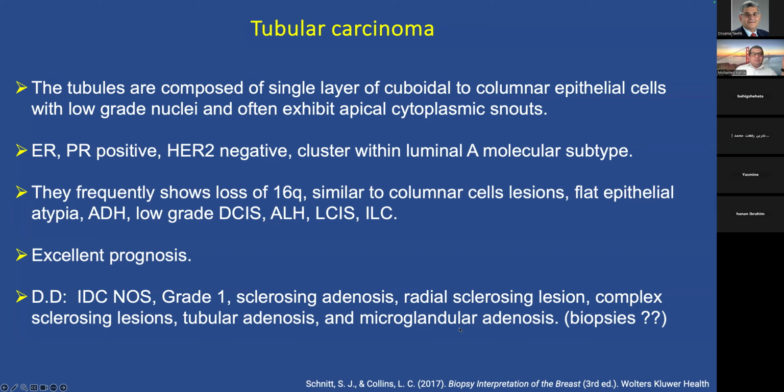The big differential, I think, is microglandular adenosis, because microglandular adenosis will look like that, and it doesn't have myoepithelial cells. But when you do your ER, PR, and HER2, microglandular adenosis will come back as triple negative. So that makes you think, nope, something is wrong. And most cases of microglandular adenosis get diagnosed in a retrospective way.